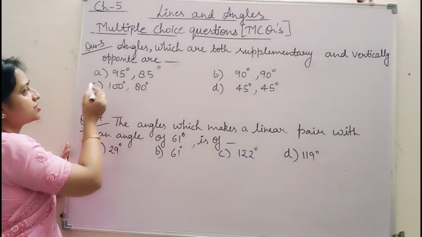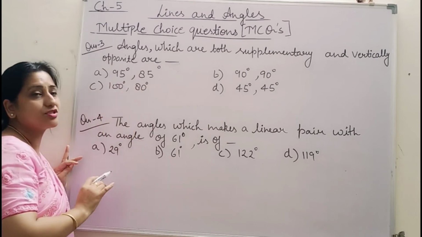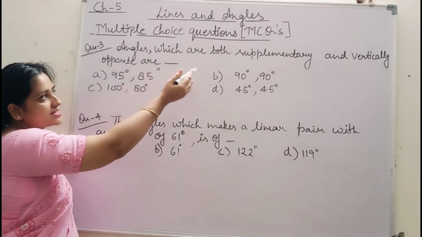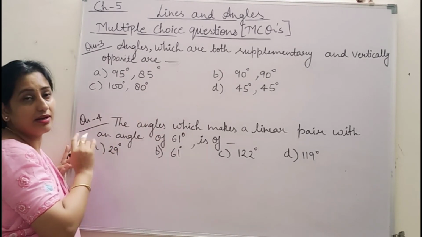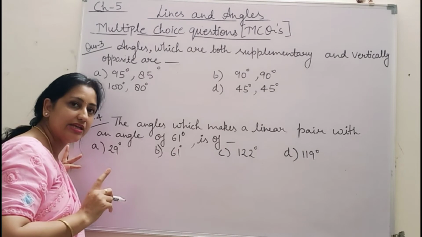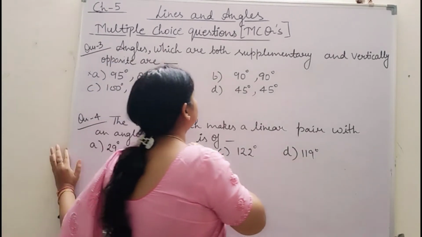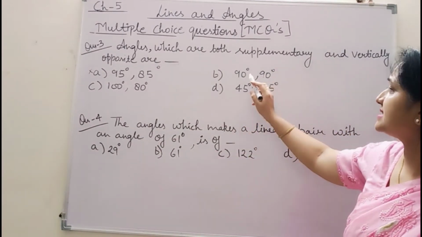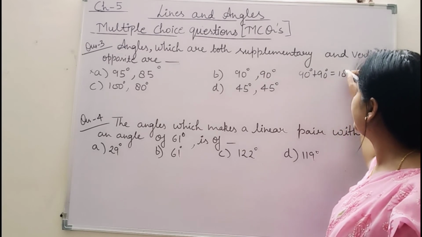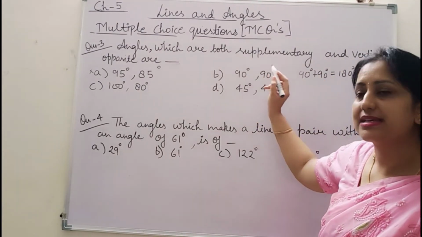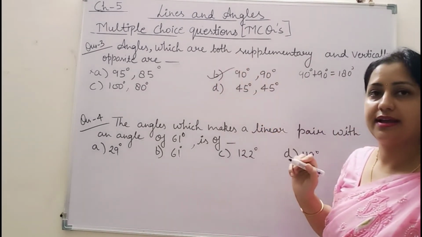So here the first option is A, 95 plus 85. Yes, 95 plus 85 is equal to 180 degree. It means the supplementary condition is fulfilled. But the second condition is vertically opposite angles, and we know that vertically opposite angles are equal. So this answer is wrong. Now we move to part B. Supplementary means 90 degree plus 90 degree is equal to 180 degree, and both angles are equal also. 90 is equal to 90. It means your option B is correct.